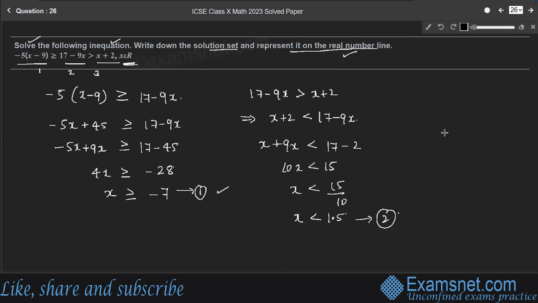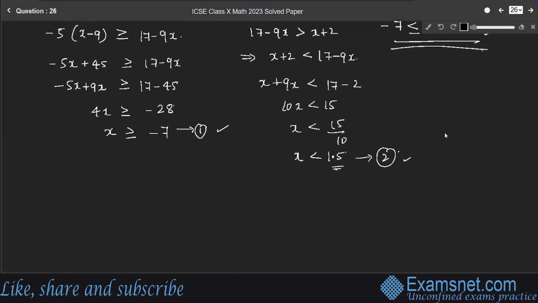So from 1 and 2, we can say x is less than 1.5, and x is greater than or equal to -7, right? Therefore, x lies between -7 and 1.5. So x < 1.5, which is greater than or equal to -7. So we can write -7 ≤ x < 1.5. Now represent this on the real number line.